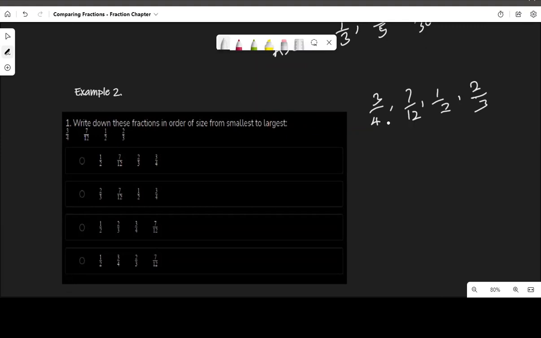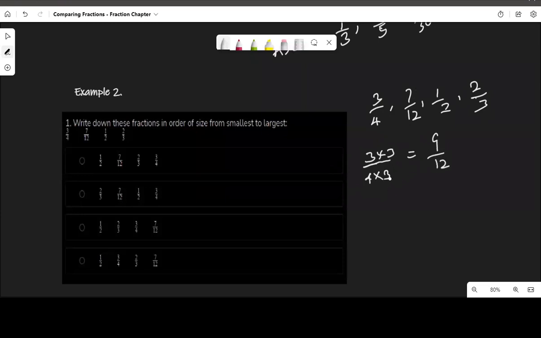And looking at these numbers in the denominator, 12 can divide all of them, which means 12 is the LCM. So I'm going to express each of the fractions to have 12 in their denominator. So in this first fraction, 3 over 4, what will I multiply by 4 to get 12? That should be 3. And whatever I multiply here, I will also multiply here too. 3 times 3 is 9. 4 times 3 is 12. That is for the first fraction.